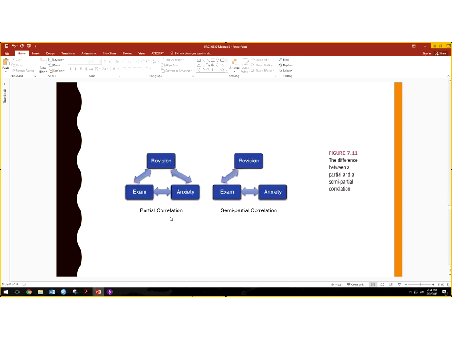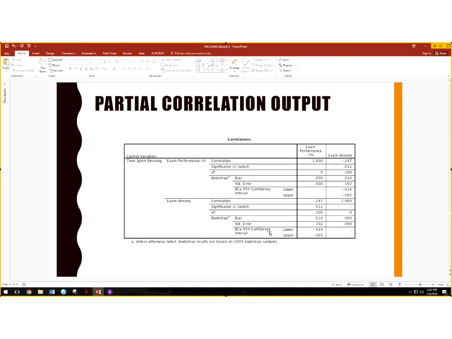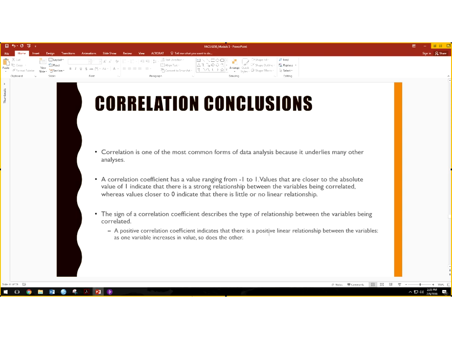And so a partial correlation is where you're looking at all three of them related together. A semi-partial correlation is where you're controlling, for example, revision on exam and anxiety. And so you're not looking at all three of them together. You're looking at the effect that maybe revision would have on exam anxiety. So partial correlation, you do need to have this information in the back of your mind, but knowing that we're not going to do these.